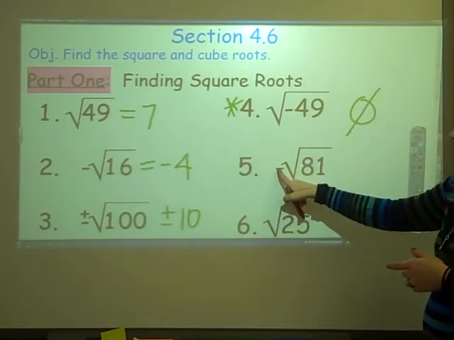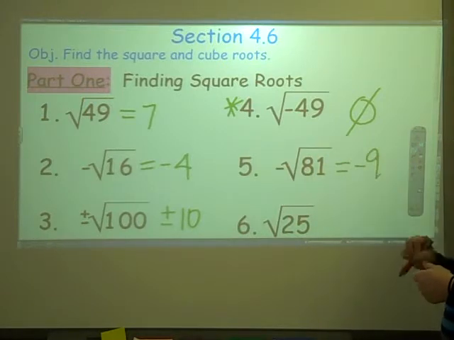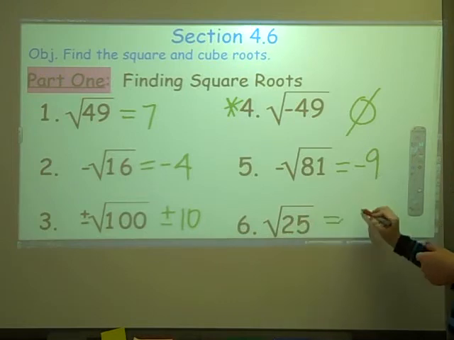Okay, this is asking for the negative square root, the negative root of 81. That would be negative 9. The positive square root of 25 is 5.